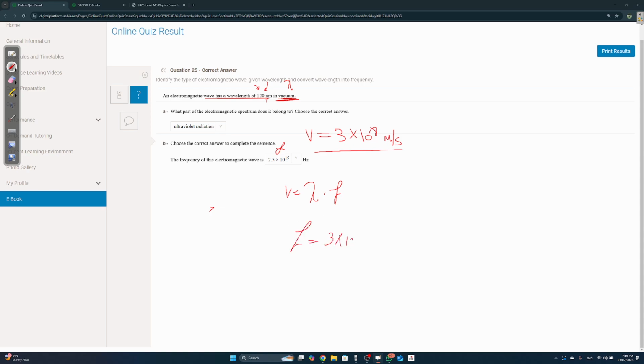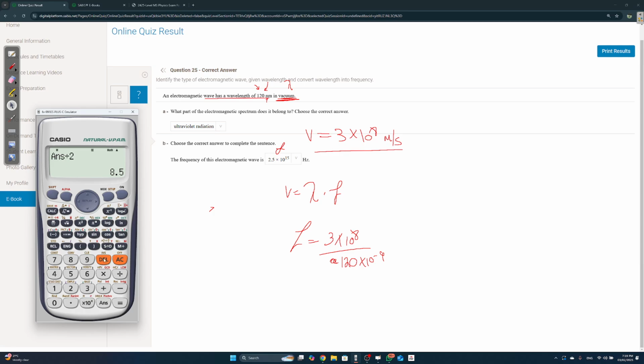So how do you find frequency? It's 3 times 10 to the power of 8 over 120 times 10 to the power of negative 9. You can ask, why negative 9? Nano is times 10 to the power of negative 9. Pico (pm) is times 10 to the power of negative 12. Milli is times 10 to the power of negative 3. Micro, its symbol is like this, is times 10 to the power of negative 6. So you get 2.5 times 10 to the power of 15. We're done. Thank you so much for watching, and good luck in your exam.